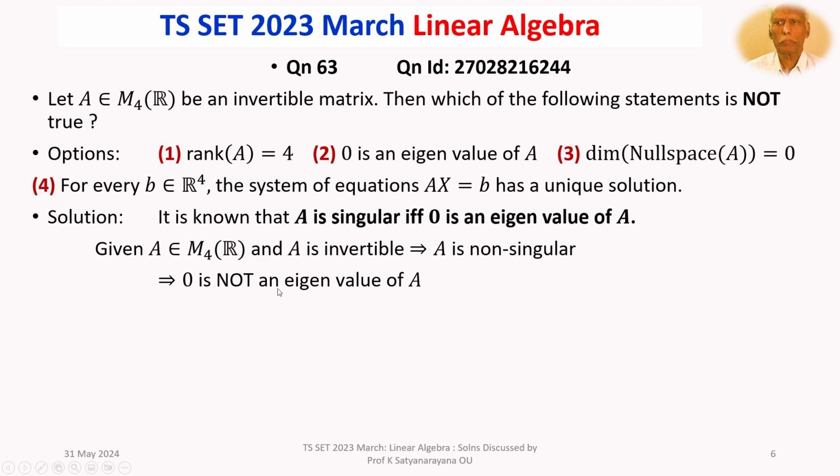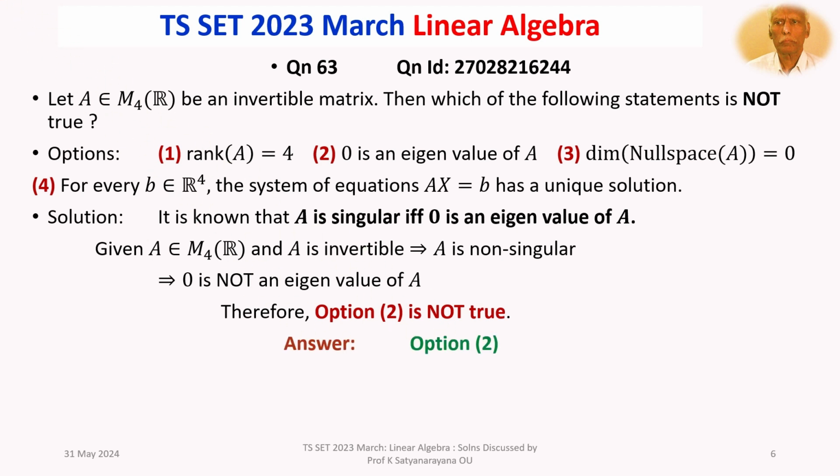So, 0 is not an eigenvalue, whereas in option 2, 0 is an eigenvalue of A is given. Therefore, option 2 is not true, and the question is over. And the answer to this question is option 2. Right. The answer is over.